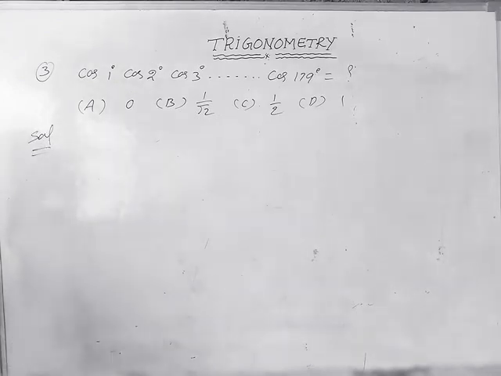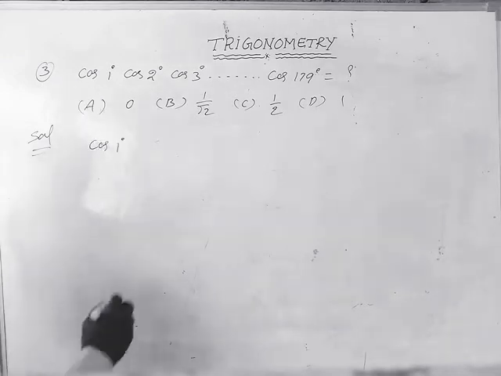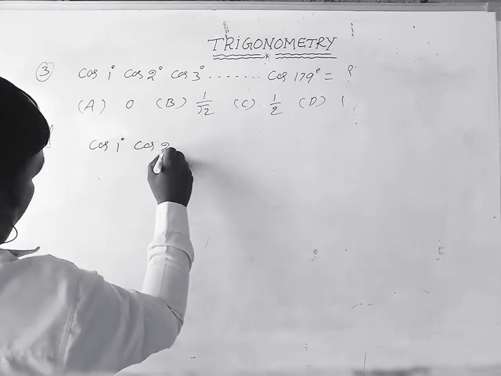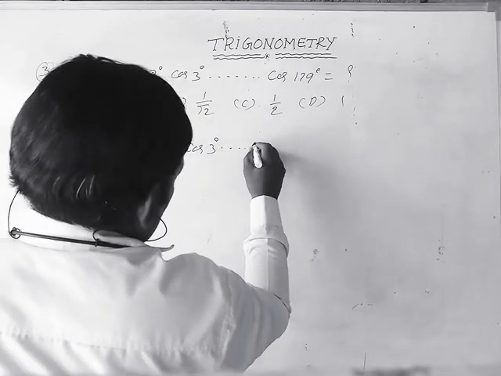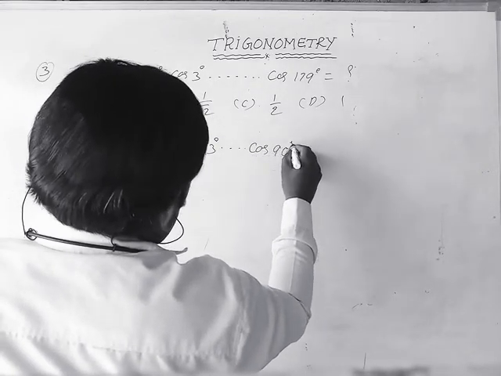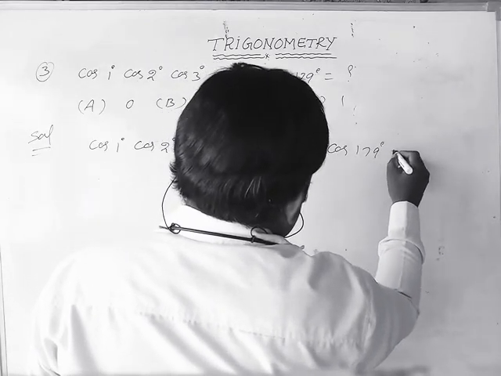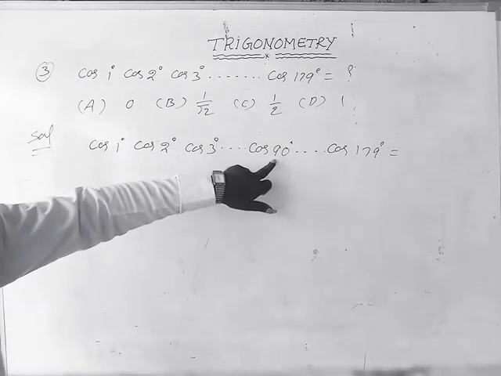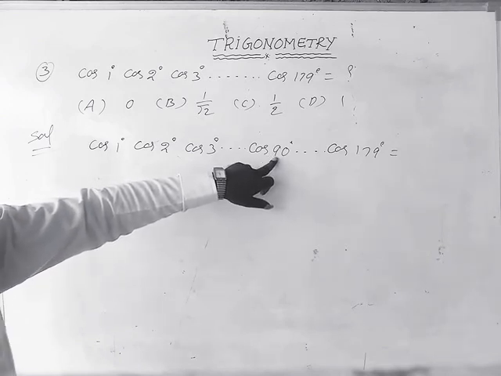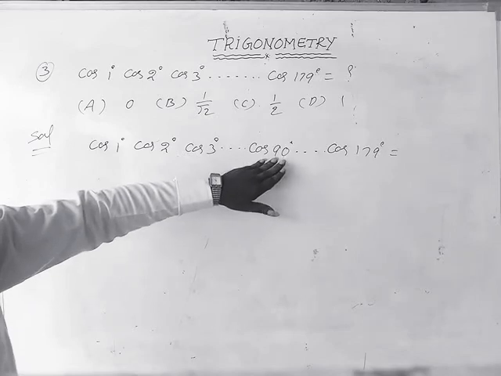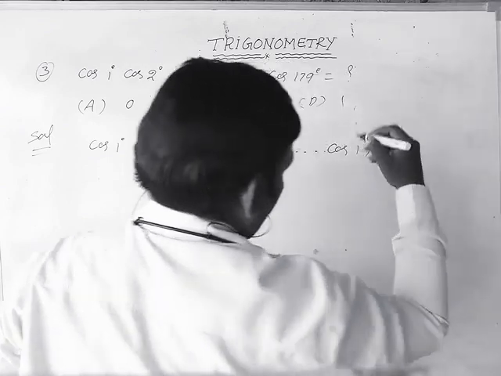So here cos 1 degree, cos 2 degrees, cos 3 degrees, and so on. Here cos 90 degrees, and so on up to cos 179 degrees. So this is the logical thinking: the value is cos 90 degrees. What is the value of cos 90 degrees? That value is 0. Anything multiplied by 0, the total value is 0.